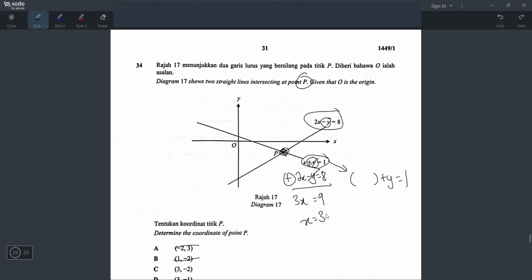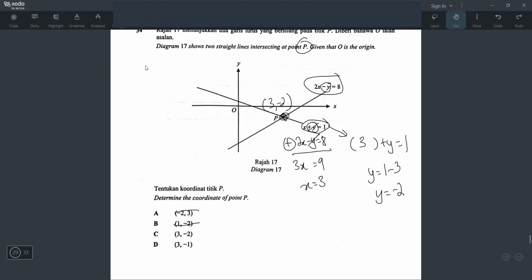Okay, let's ganti to this one. X plus y equals 1. So the x is 3. So now y equals to 1 minus 3. Y equals -2. So the coordinate here is 3, -2. So C or D? C is the answer.